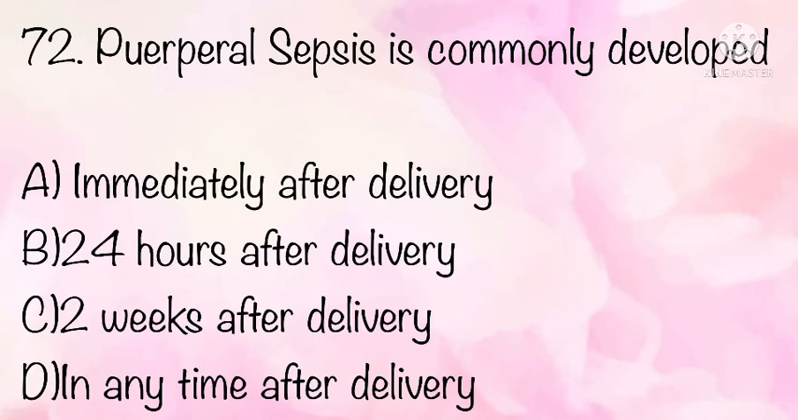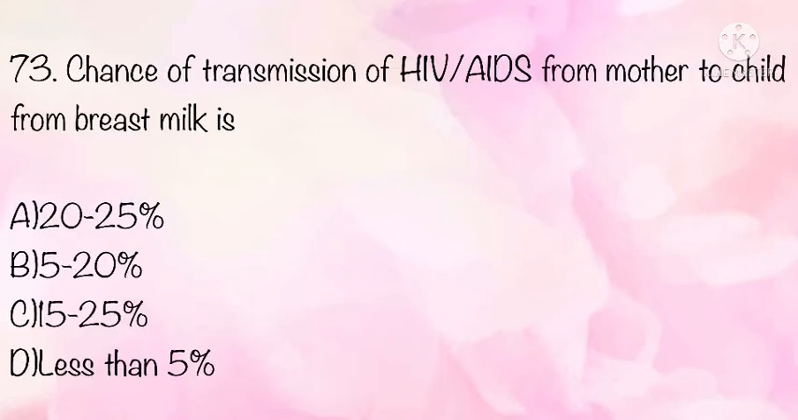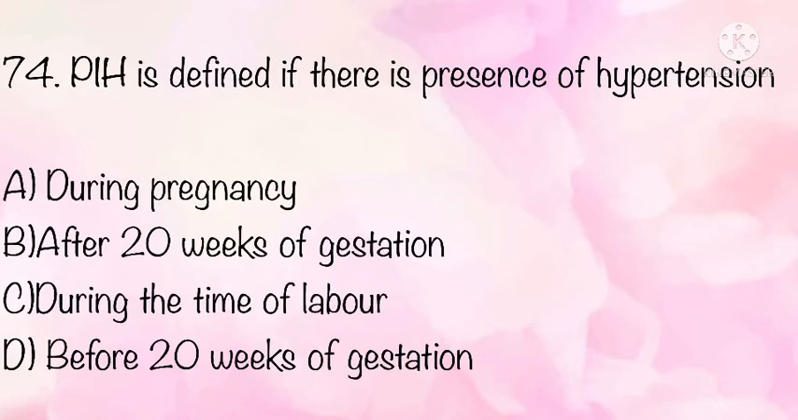Puerperal sepsis is commonly developed immediately after delivery, 24 hours after delivery, 2 weeks after delivery, at any time after delivery. The correct answer is C, 2 weeks after delivery. Chance of transmission of HIV/AIDS from mother to child from breast milk is 20 to 25%, 15 to 20%, 15 to 25%, less than 5%. Correct answer is B, 15 to 20%.